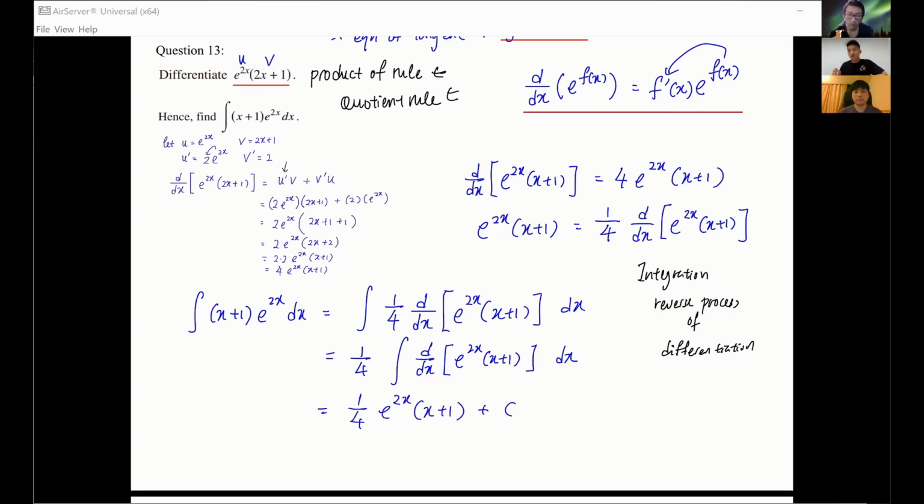Now, I forgot to mention, whenever you integrate, whenever there is no number here, there's no limit, we call this limit. If there's no limit, you need to plus c. This is very important. You will lose marks if you don't plus c, okay? All right.